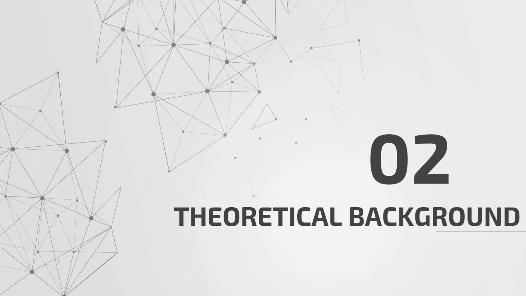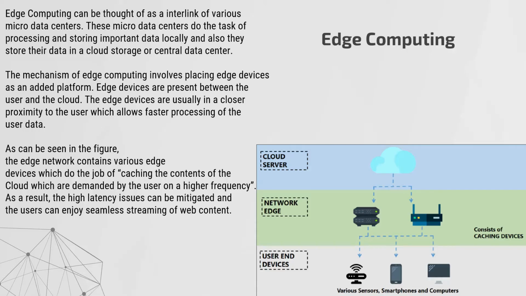Now I will be covering the theoretical background necessary for the research paper. So what is edge computing? Basically, we need to understand three things to understand what edge computing is. Edge computing consists of a cloud server, a network edge, and the user end devices. In traditional systems, the user end devices stream data directly from the cloud server. However, in edge computing, we have edge devices which act as an interlink between the cloud server and the end device. Now, the edge devices have less computational capacity as well as less storage compared to the cloud server.